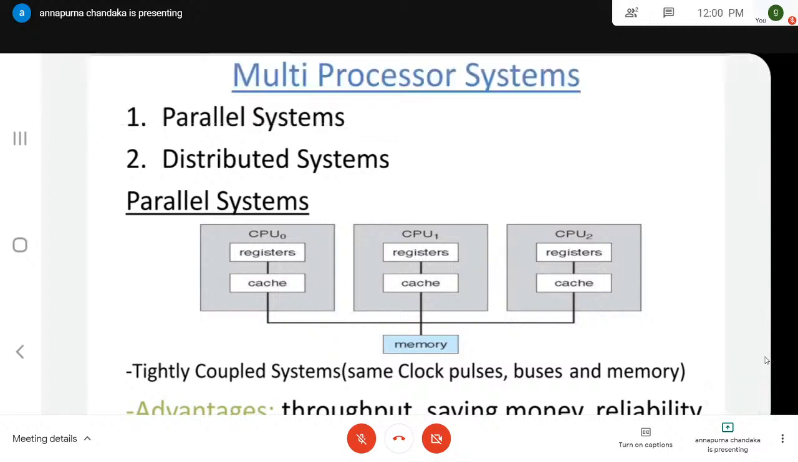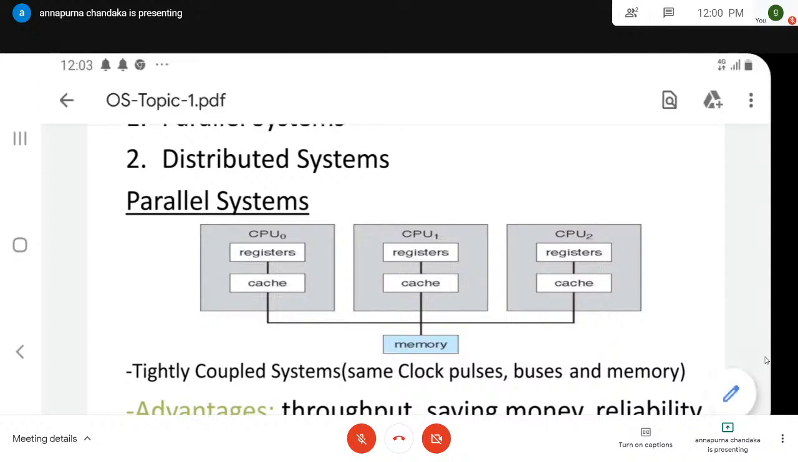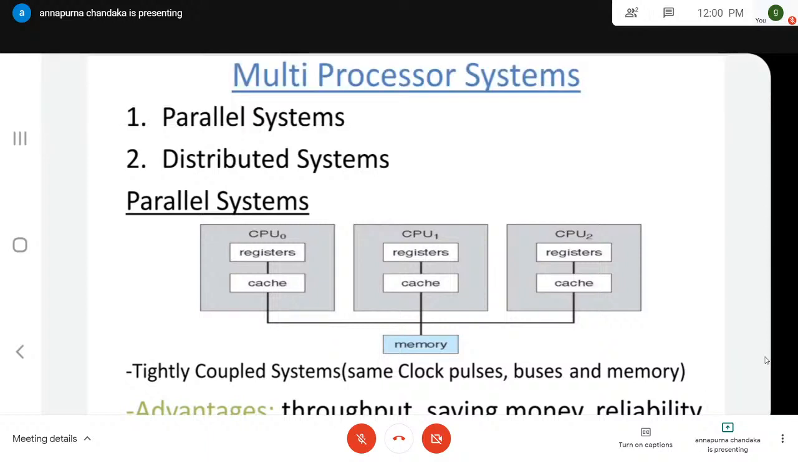Now coming to the first one, multiprocessor systems. What is multiprocessor? From the diagram you can see multiple CPUs are connected to a memory. What is a multiprocessor system? More than one CPU can simultaneously reside on the same machine. They are close to communicate. In order to establish the communication between the processors, if they're using the same clock pulses, same buses, same memory, then such a technology is going to be called parallel system technology.